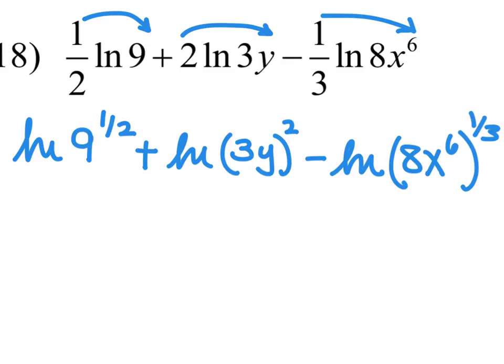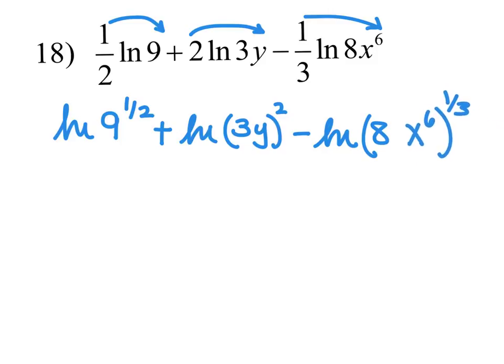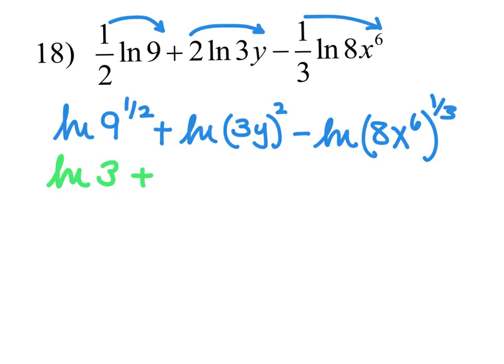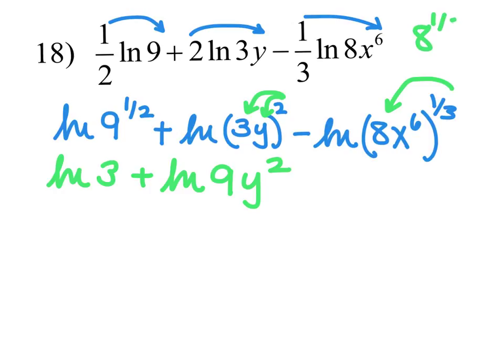Okay, all right, so now we got to simplify this. Starting with this natural log of 9 to the 1/2. 9 to the 1/2 is 3. So we have the natural log of 3. Plus, guys, I'm going to square the 3 and square the y. So plus natural log of 9y to the 2nd. All right, next I'm going to do 8 to the 1/3. Careful. 8 to the 1/3 is the cube root of 8, which is 2. So really this is minus the natural log of 2. And then 6 times 1/3 is 2. So it's really 2x squared.